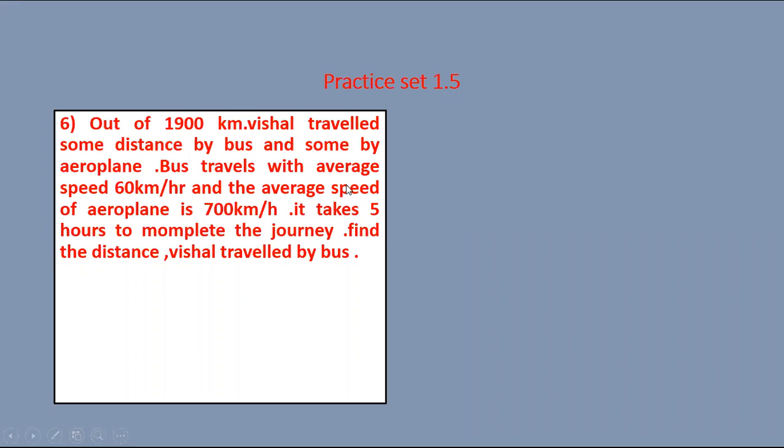Bus travels with average speed 60 km per hour and average speed of aeroplane is 700 km per hour.